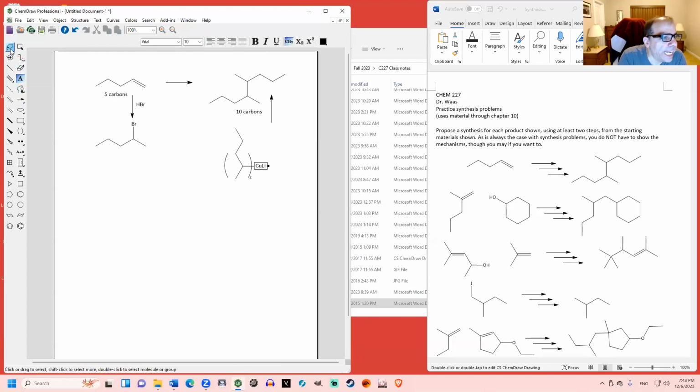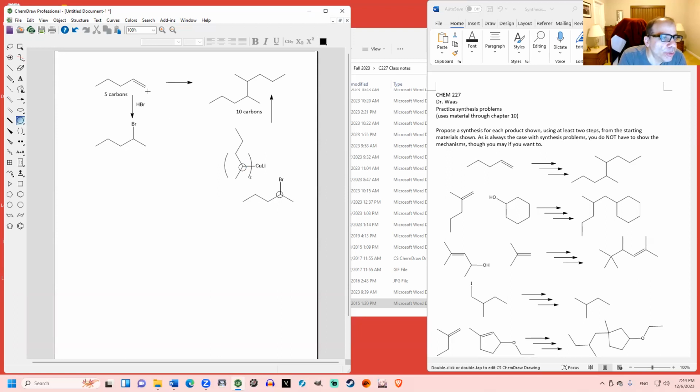So we would need to react that cuprate with this bromide, and it would connect this carbon to this carbon. So you can look up that reaction in chapter 10. So the only question, we already have this bromide. We've made it by adding HBr.